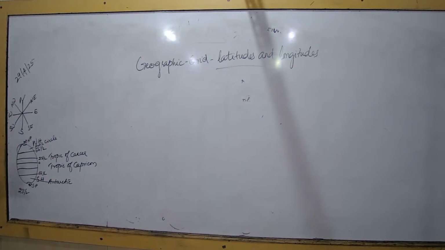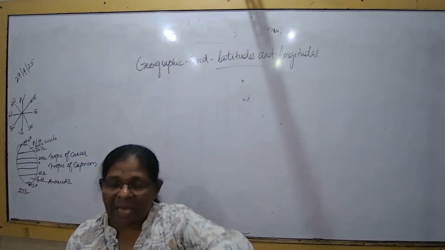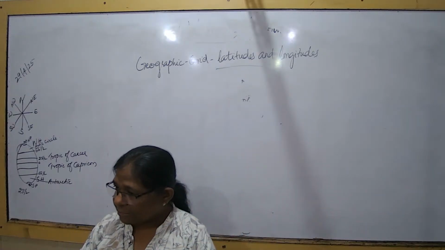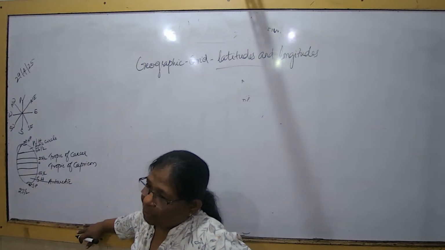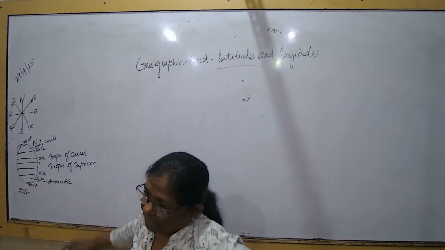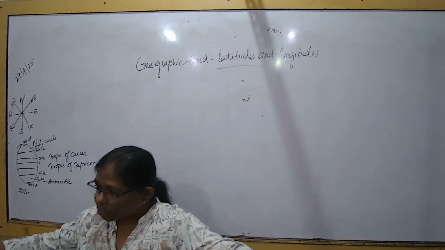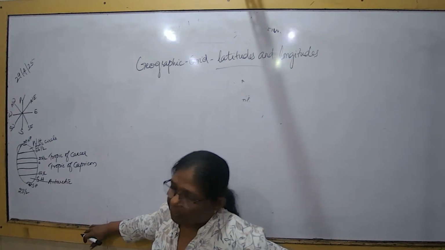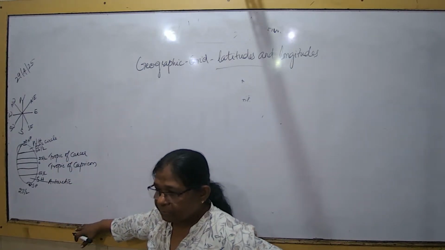Now, what is line of latitude? Latitude is the angular distance from east to west above the equator. Angular distance from east to west above the equator. Above and below, the north and south of the equator.